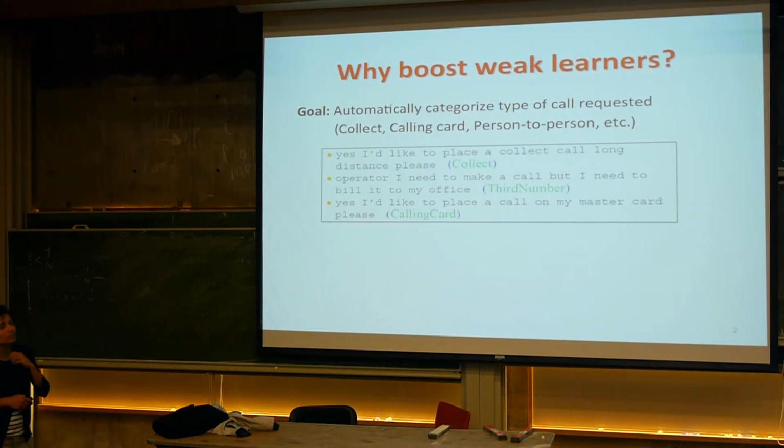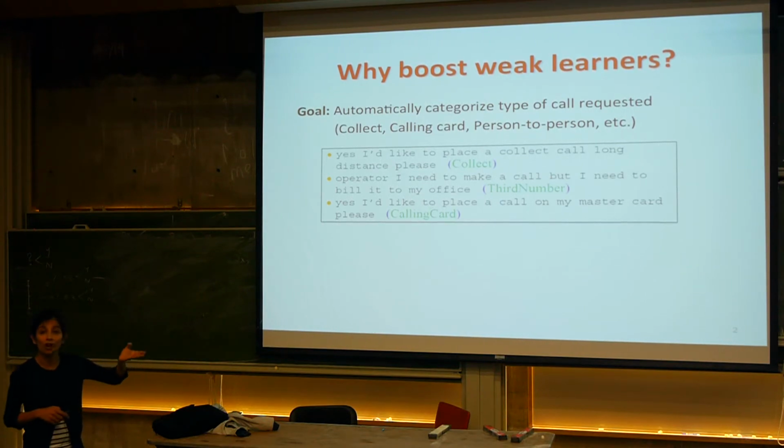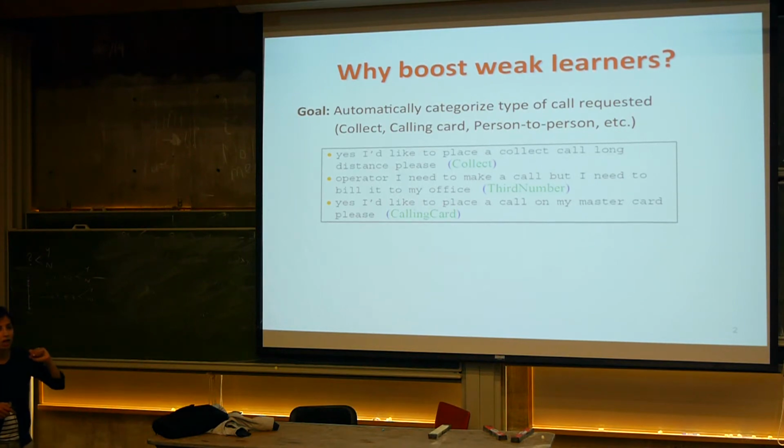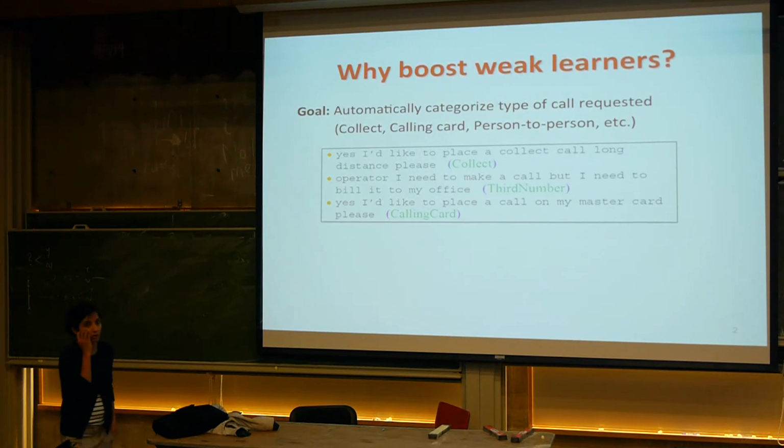So first of all, why would we want to do that? Here's an example where you want to categorize the type of call that's been requested. Somebody picks up the phone and either wants to make a collect call or wants to pay by using some calling card, or whatever type of call it is. You want to categorize that. So you see text or actually speech, something like this, which says, yes, I'd like to place a collect call long distance. And you want to take this sentence and be able to classify whether the person wants to do a collect call or charge it somewhere and so on.